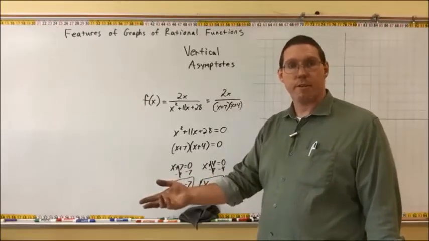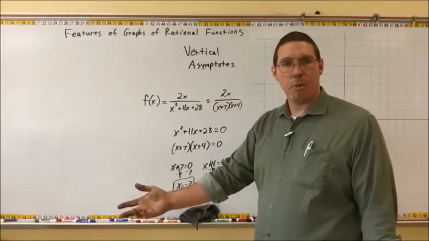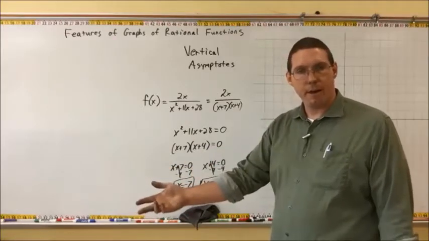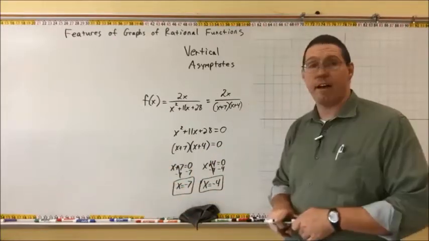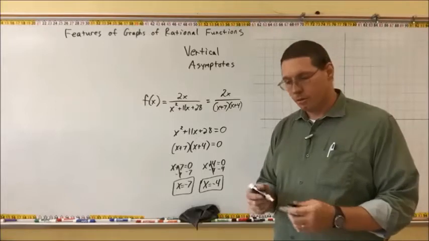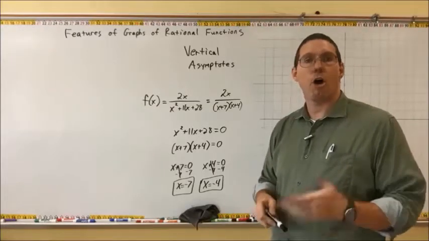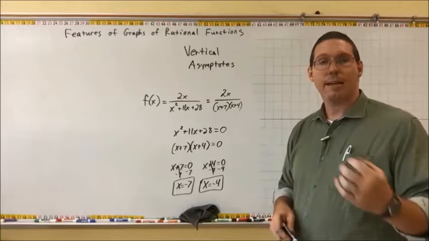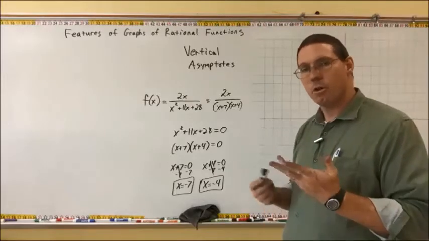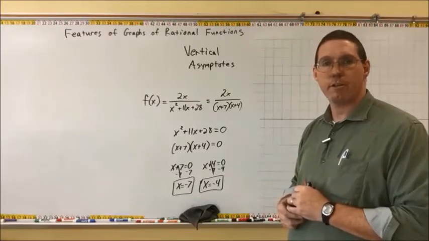We know how to identify x-intercepts. We know how to identify y-intercepts. We know how to identify holes, and now we know how to identify vertical asymptotes. The only two things you have left to learn really now are horizontal asymptotes and slant asymptotes, which we're going to get to in the next couple videos.